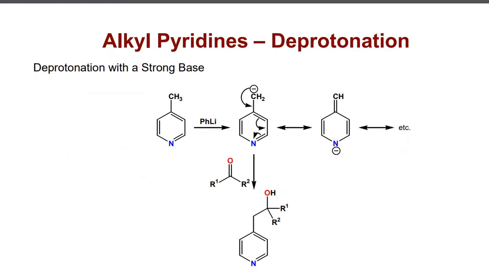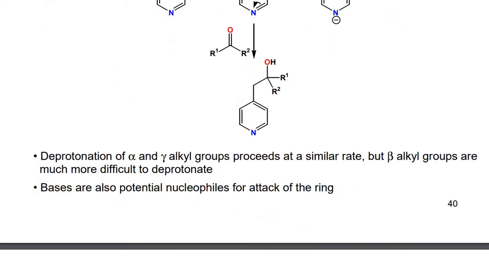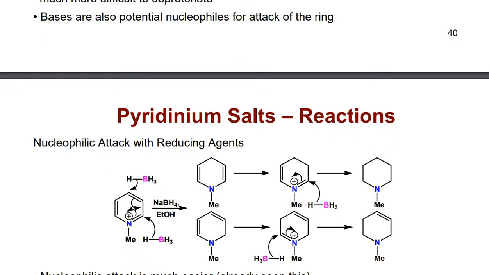Look at deprotonation with a strong base. Deprotonation of alpha and gamma alkyl groups proceeds at similar rate, but beta alkyl groups are much more difficult to deprotonate. Bases are also potential nucleophiles for attack of the ring. So it is also very important.